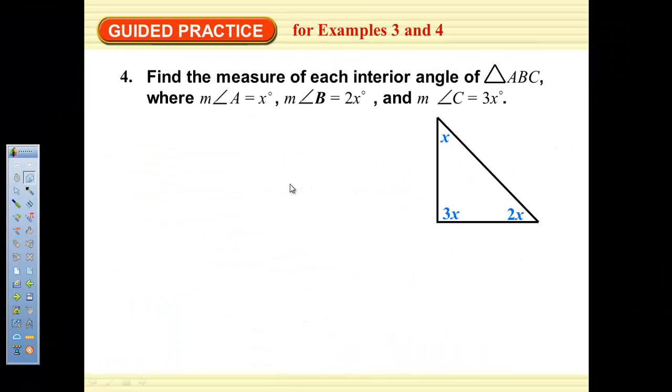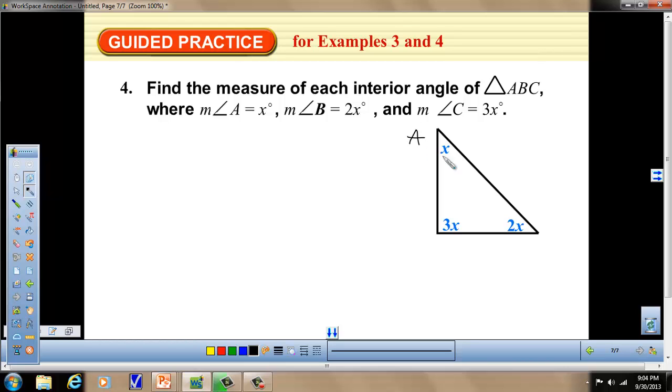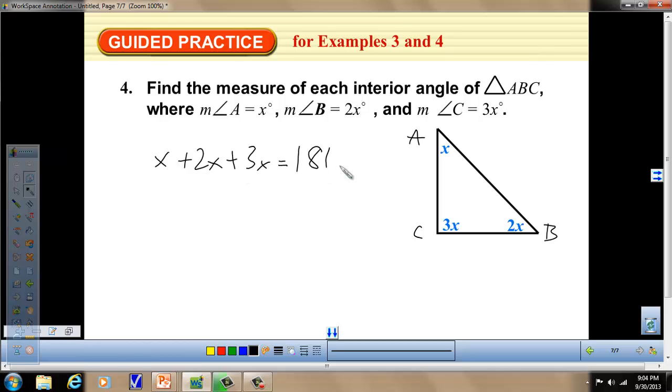And finally, for this last one, we want to know the measure of each angle if we know angle A is x, angle B is 2x, and angle C is 3x. So if we call this A, we call this B, and we call this C, we know those three angles added together equal 180, so we can say x plus 2x plus 3x equals 180, and that'll give us 6x equals 180. So therefore, dividing both sides by 6, x equals 30.